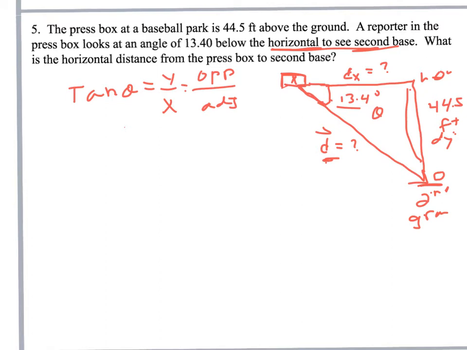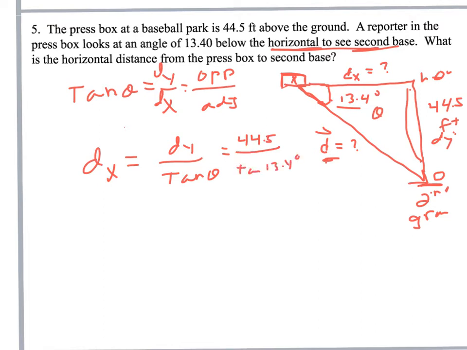Another way we can write that is putting d sub y and d sub x right there, our components. So we want to find x, so we want to rearrange this. We want d sub x, and that'll give us d sub y over the tangent of theta. So now we can plug numbers in. We plug in our d sub y as 44.5, and the tangent of 13.4 degrees. That gives us a d sub x equal to 187 feet.